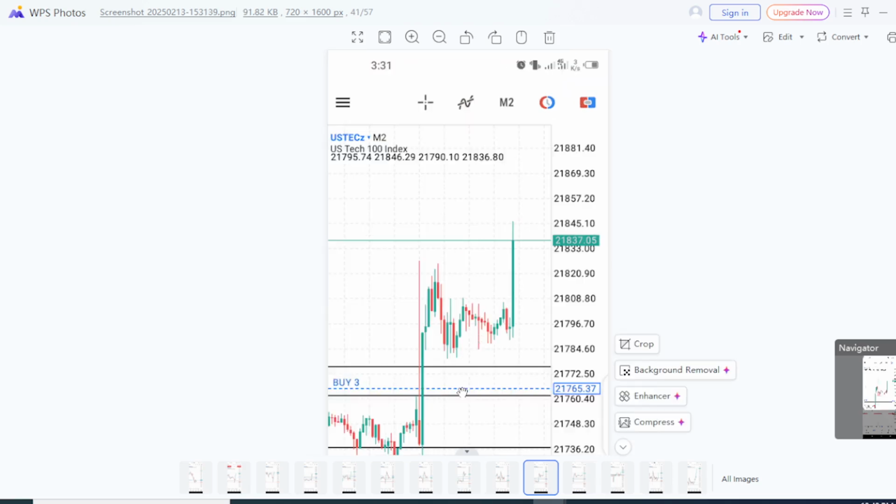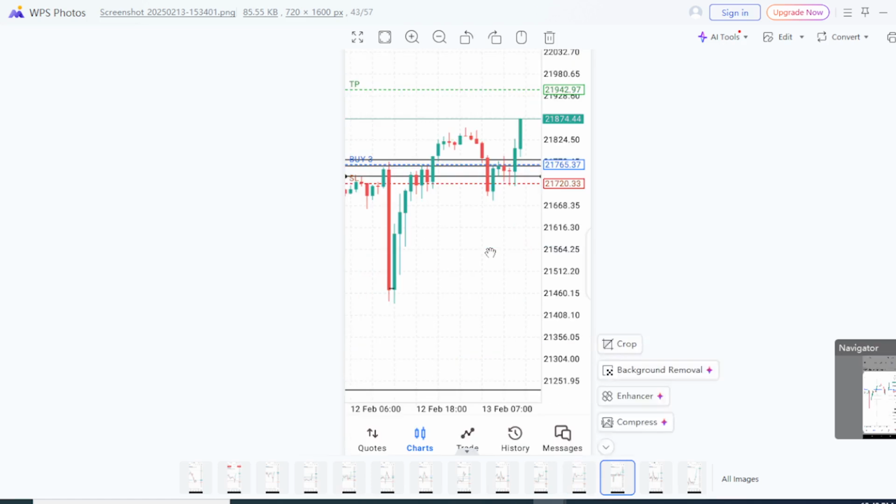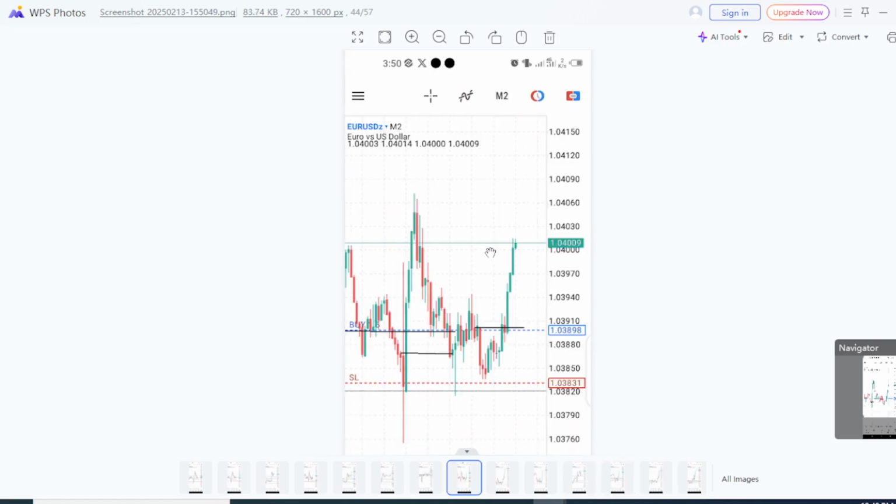So this is still NASDAQ. Look at the movement to the upside. So NASDAQ, yeah, look at it. I told you it's not random. Look at the EURUSD. This is the 2 minute chart.